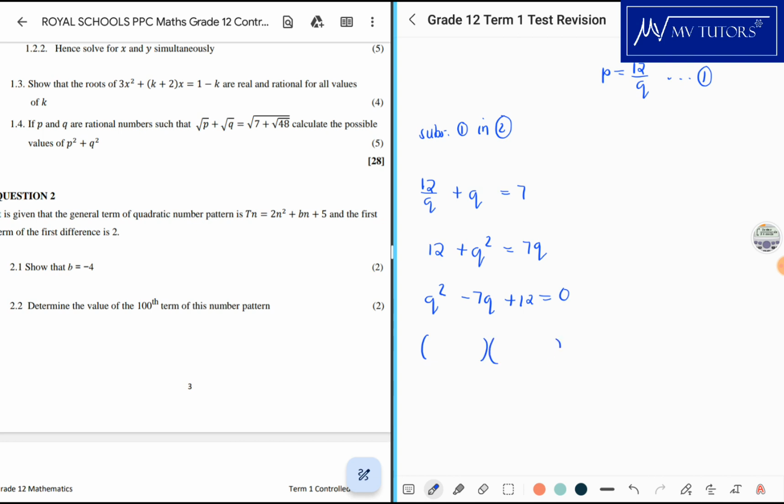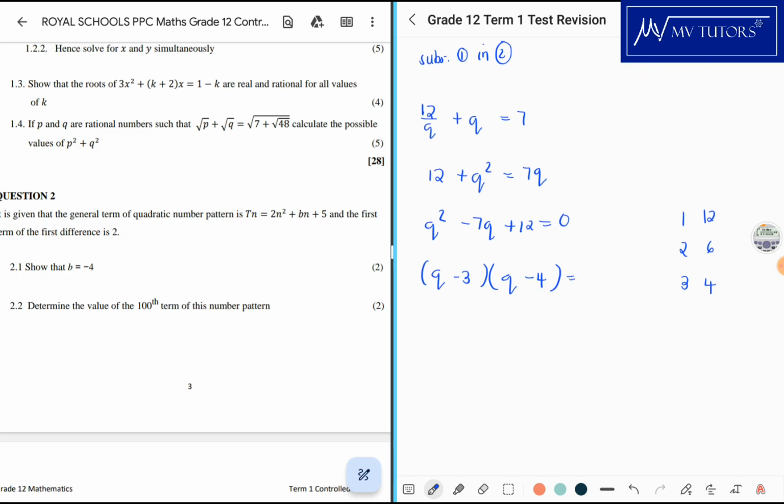What are the factors of 12 that can give me 7? Well, if you're not sure, write them down. So 2 and 6, 3 and 4. 1 and 12, no. 2 and 6, 3 and 4, definitely. If I say minus 3 minus 4, I will get minus 7. So basically, q is equal to 3 or q is equal to 4. And once I have q, remember p is 12 over q. So p is 4 when q is 3, and p is 3 when q is 4.